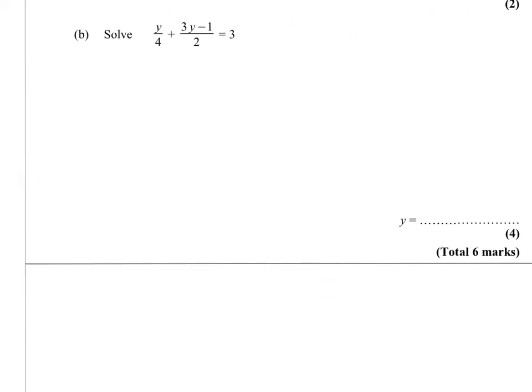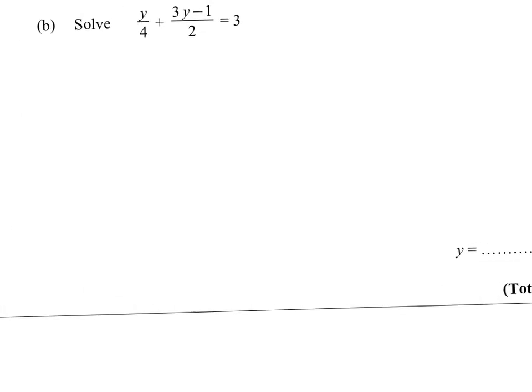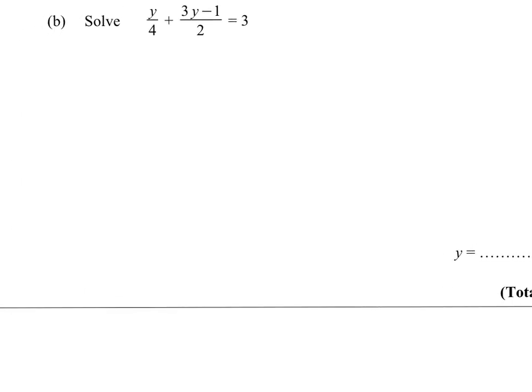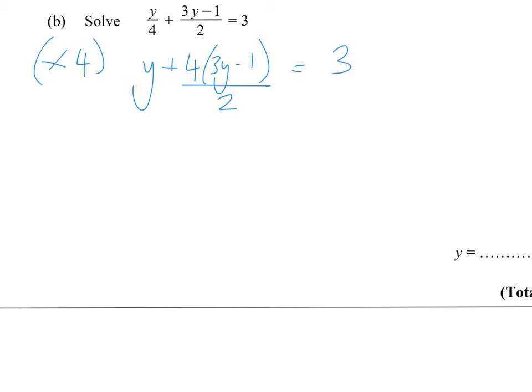This last question is a bit trickier. It's a complicated solving equations question, and the way I teach it is I get rid of a denominator at a time. So if I times everything by 4, that will get rid of the divide by 4 on the first term, but I've got a times 4 on the next one, so 4, 3y minus 1, still all over 2, got to get rid of that in a minute, equals 3. I can actually simplify that second term already because I've got a 4 and a 2.